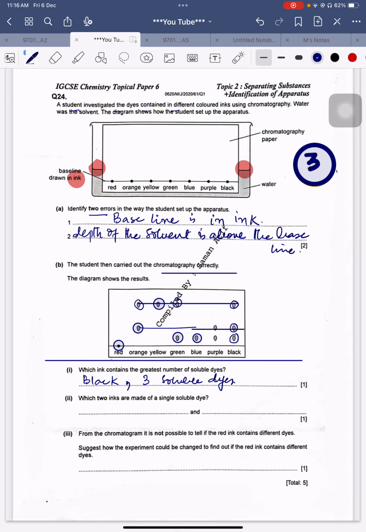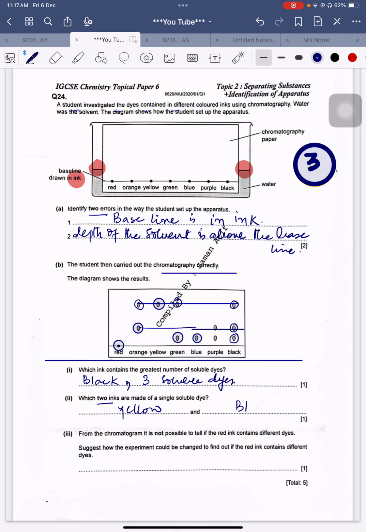Which two inks are made up of a single soluble dye? We have to mention two inks for this. You can check yellow, which is converting itself into a single spot. We may check blue as well. It's also converting itself into a single spot. So the answer is yellow and blue.